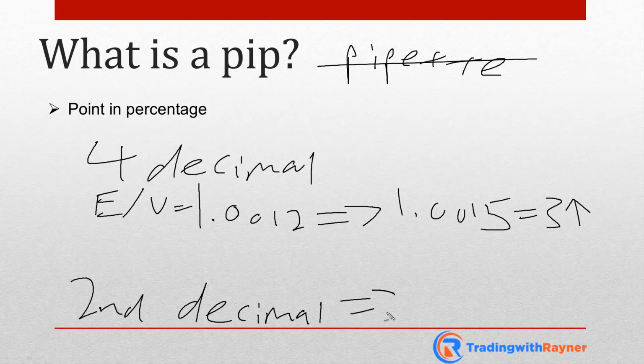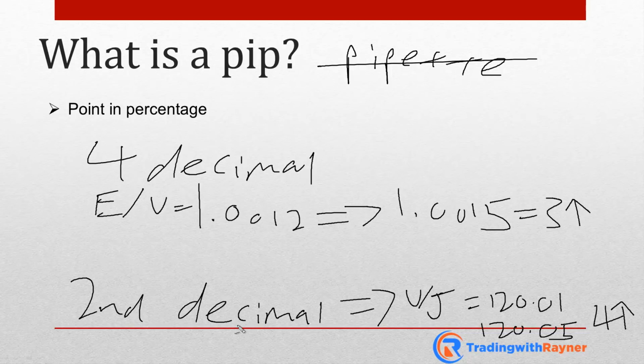For the yen pairs, let's say we talk about the dollar yen. Let's say it's trading at 120.01 and it moves to 120.05. How many pips did this market move? It moved up 4 pips, because for the yen, remember, I said that you have to look at the second decimal place. So this is slightly different. For most of the major currency pairs, like euro dollar, pound dollar, you're typically referring to the fourth decimal place. And for the yen pairs, you're looking at the second decimal place.